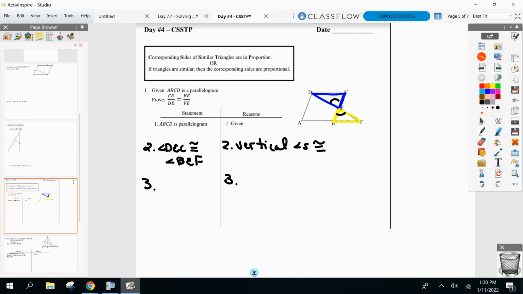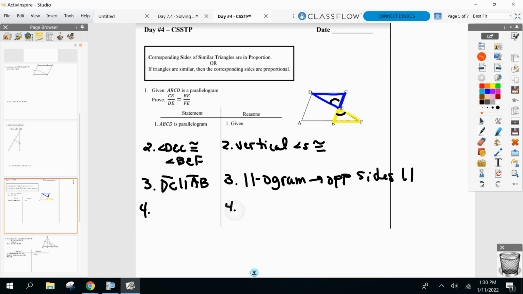What about them? They're equal. Why? Because DC and AB are parallel. Okay, let's start there. DC parallel to AB. How'd you know that, Mahmood? Because parallelogram implies opposite sides are parallel. Nice. Little property from last unit. Yep. Keep talking to me. And then AF is parallel to DC. Thank you for putting that in.